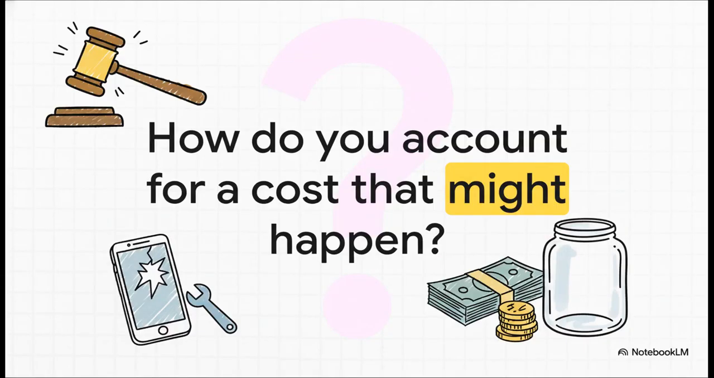So let's put you in the hot seat. Imagine you're the CFO. You get a call, and bam, you find out your company might get sued. Or maybe you just know that a handful of the products you sold this year are definitely going to come back for warranty repairs. Thing is, there's no bill on your desk, but you can feel this cost looming. So how do you put a number on that? I mean, how do you account for a ghost? That is the exact question we're here to figure out.